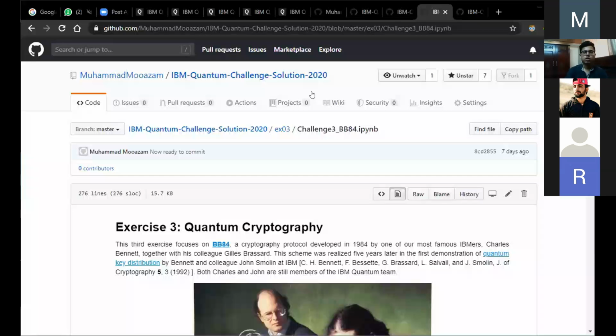So now it's exercise 3. Here you can see my repository of exercise 3. Why am I not showing the actual IBM site? Because IBM deleted the challenge, but we saved it as a repository. So we are showing you the question and their answers.